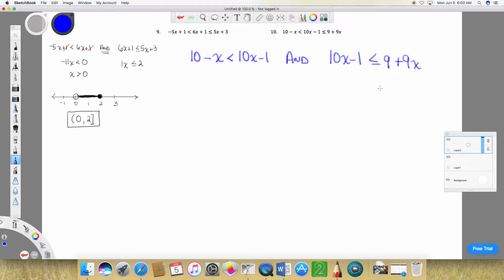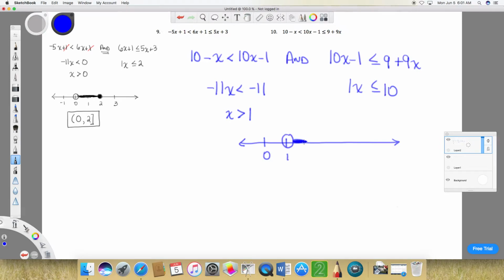So over here on the left, let's collect our variables on the left and the constants on the right. I'm going to take 10x away from each side. And I'm also going to take 10 away from each side. I'm going to divide by a negative 11. Now, when you divide by a negative number, you have to change the direction of the inequality. And negative 11 divided by negative 11 is 1. Over here, I'm going to subtract 9x from each side. I'm going to add 1 to each side. And so I have that x is bigger than 1.